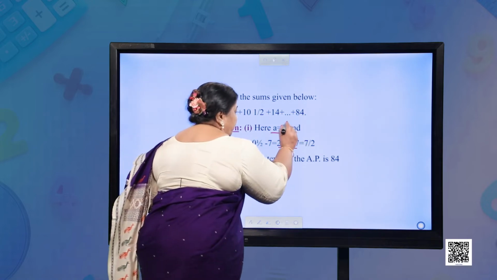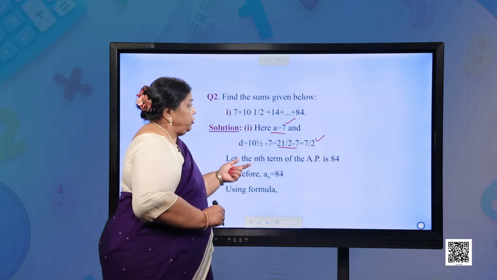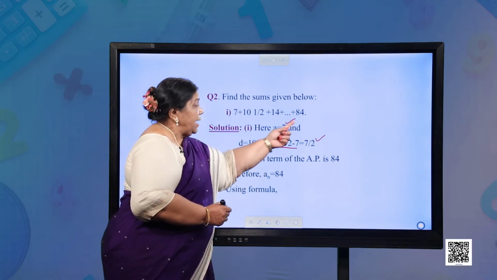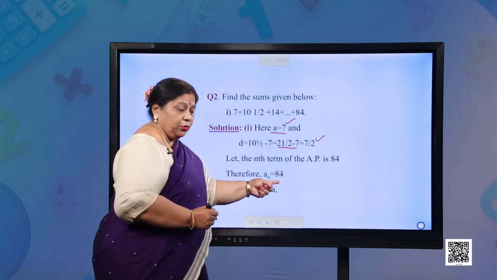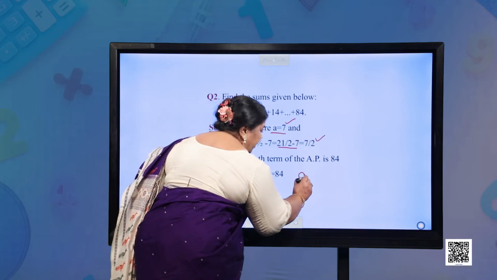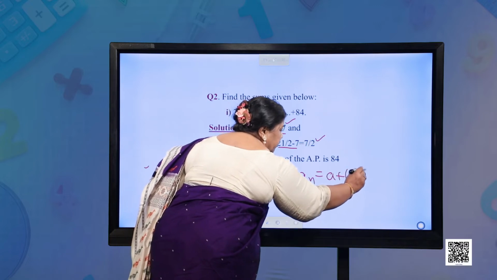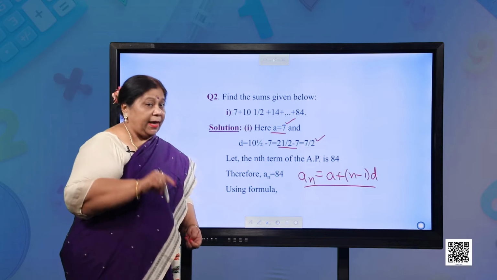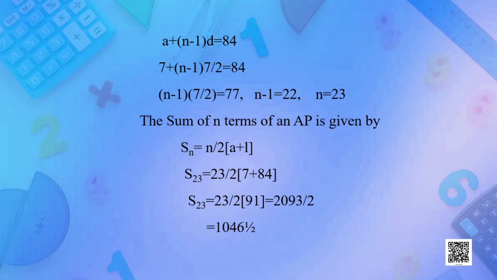So we know the value of A, we know the value of D. Now I have to first find out n. For that I will use last term 84. So that is 84, An is 84. What is the formula to calculate n? It is An is equal to A plus n minus 1 into D. I will use this and first find out n, and then we will calculate Sn. Okay, let us see how.